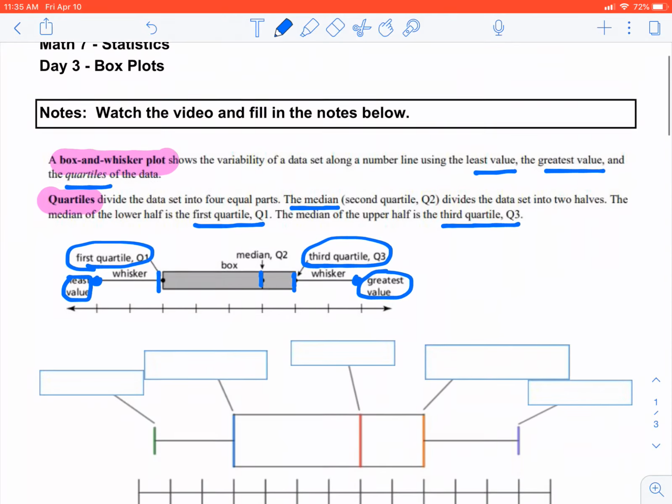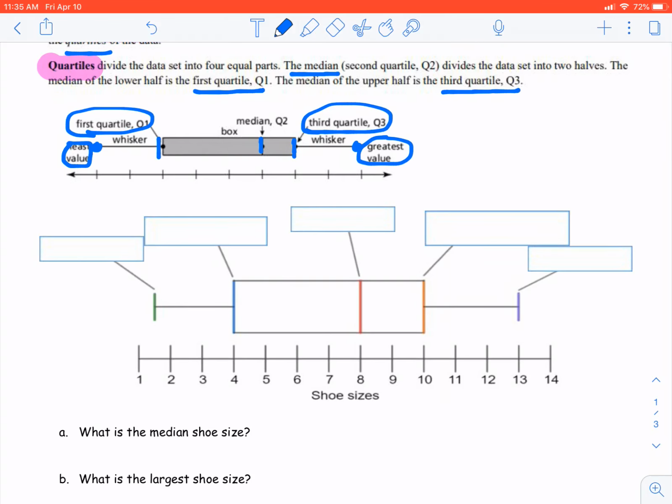So we're going to take a look at this next example. We're going to fill in some of the different terms in those boxes, and then we're going to answer some questions about it. So just a reminder that this number over here on the end is going to be your minimum value. It's your smallest value. That's called a minimum. The biggest value is called your maximum. The one right in the middle of the box is called your median.